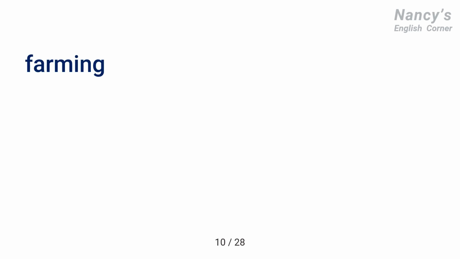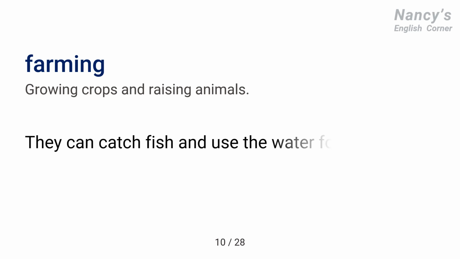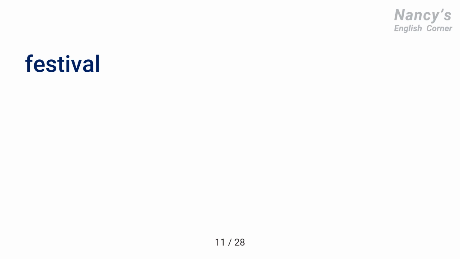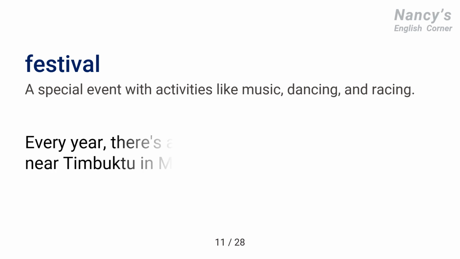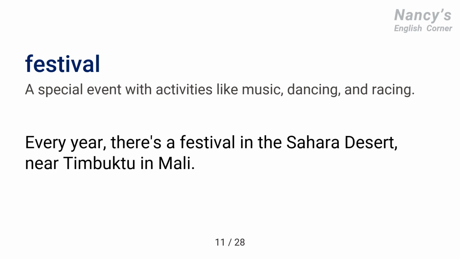Farming. Growing crops and raising animals. They can catch fish and use the water for farming. Festival. A special event with activities like music, dancing, and racing. Every year, there's a festival in the Sahara Desert near Timbuktu in Mali.